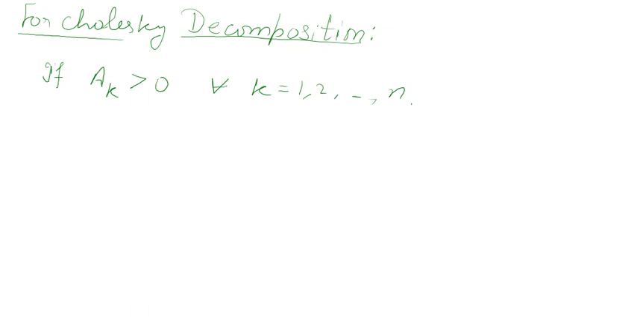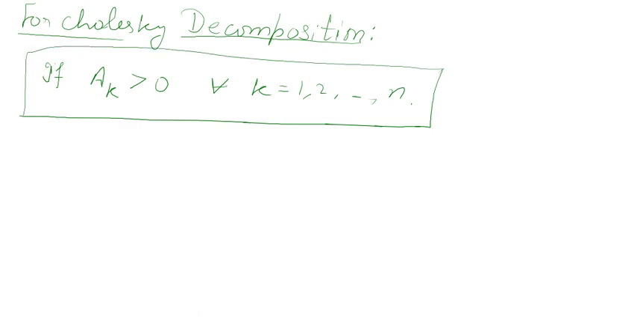If AK is greater than 0, you proceed to compute the next AK. Once this condition fails for any k value at any stage, you can simply come out with the message that Cholesky decomposition is not possible. So you can put this as a check in your algorithm: if AK is greater than 0 for every k equals 1 to n. So before writing the code, you always need to put a check. You need to verify whether the Cholesky decomposition exists or not.